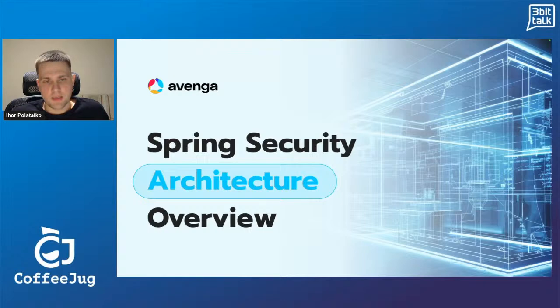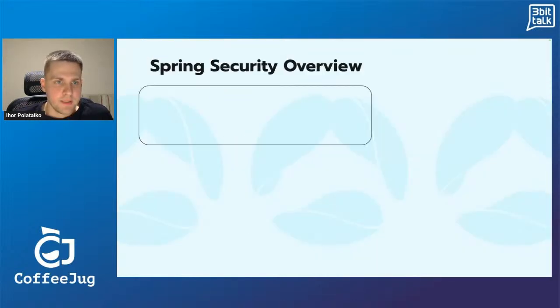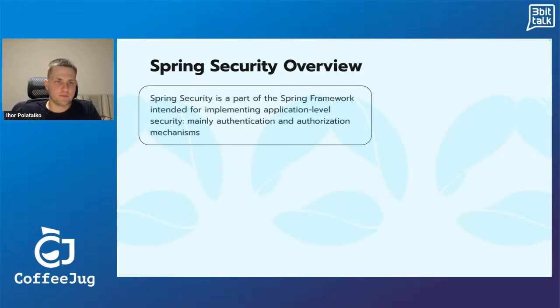Let's start from the basic overview of Spring Security main essential elements. I'd say probably its architecture. And let's start first of all from what is Spring Security. It's a framework, which is a part of the Spring Framework ecosystem, and it's intended for implementing application level security. And by application level security, it's mainly meant authentication and authorization.